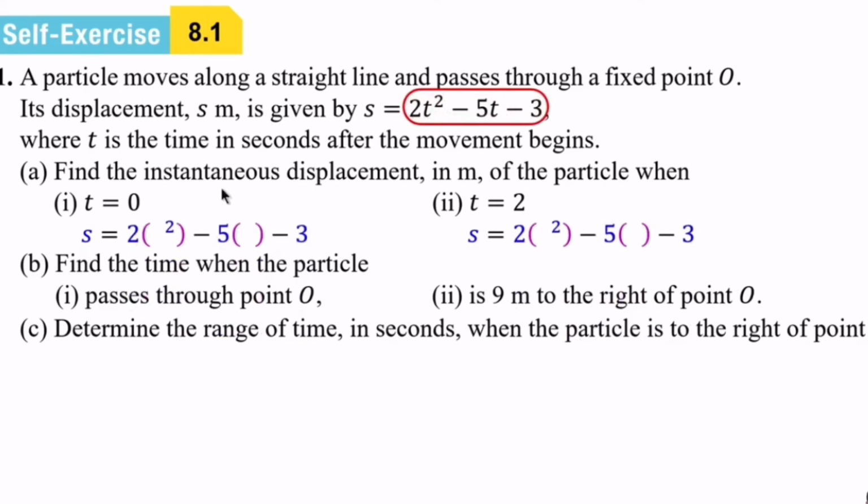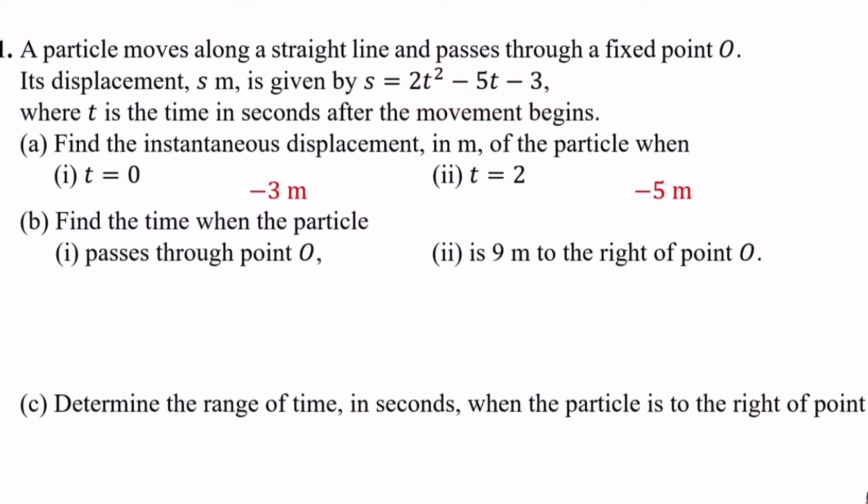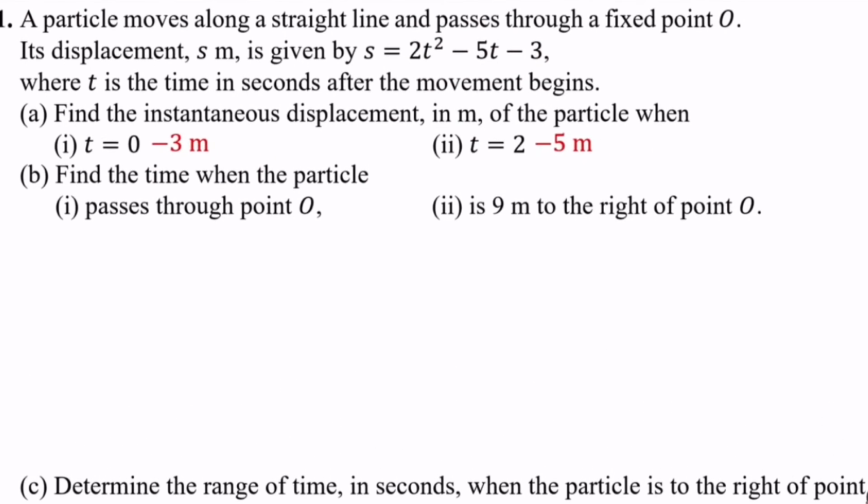Let's discuss the self-practice, 8.1. A particle moves along a straight line and passes through a fixed point O. Its displacement in meter is given by s equal to 2t squared minus 5t minus 3. So we are going to solve. A. Find the instantaneous displacement of the particle when t equal to 0. After we substitute, we will get negative 3 meter, and for t equal to 2, we will get negative 5 meter.